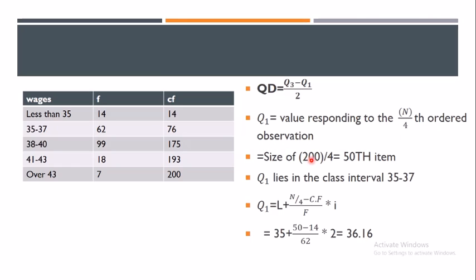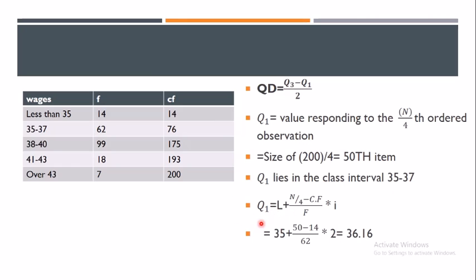So here 200 is your total number or capital N. So what is the value? 50th value. Now just find out where the 50th value lies. Yes, 50 is very much close to what? 76. So the value lies somewhere between 35 and 37. So Q1 lies in the class 35 to 37.